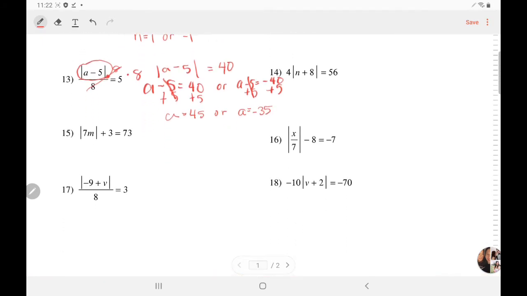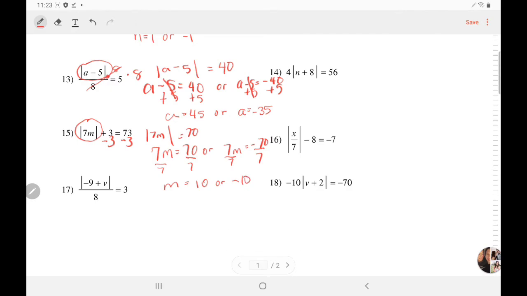Once again, in number 15, you want to isolate the absolute. You do that by opposite operation. So let's subtract the 3. So absolute of 7m is 73 minus 3, which is 70. So we are ready to split. 7m is 70, or 7m is negative 70. Solve for m by dividing. So m equals, whoops, you got to divide, 10 or negative 10.